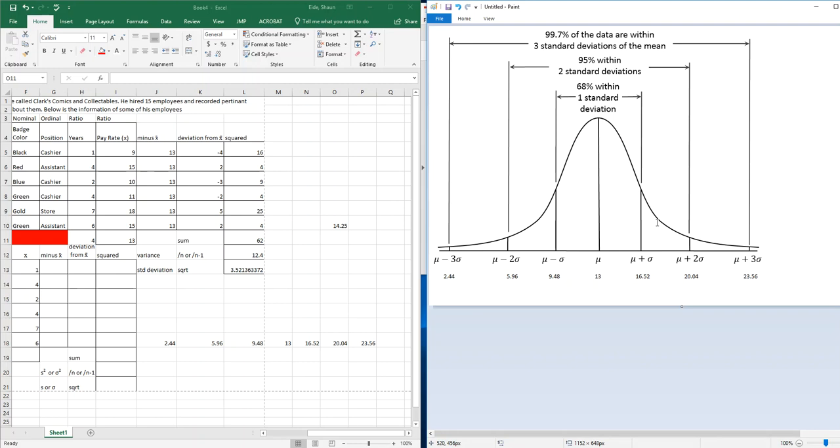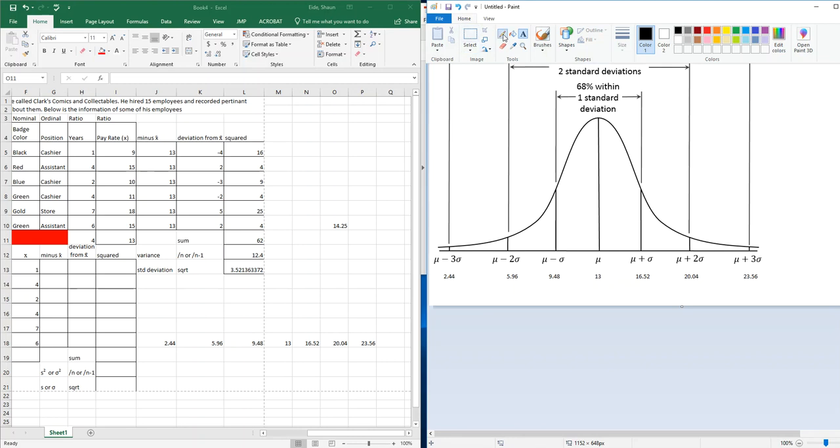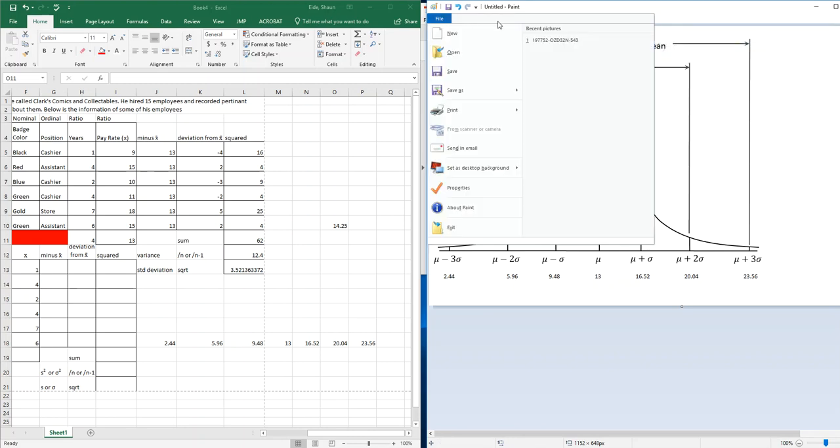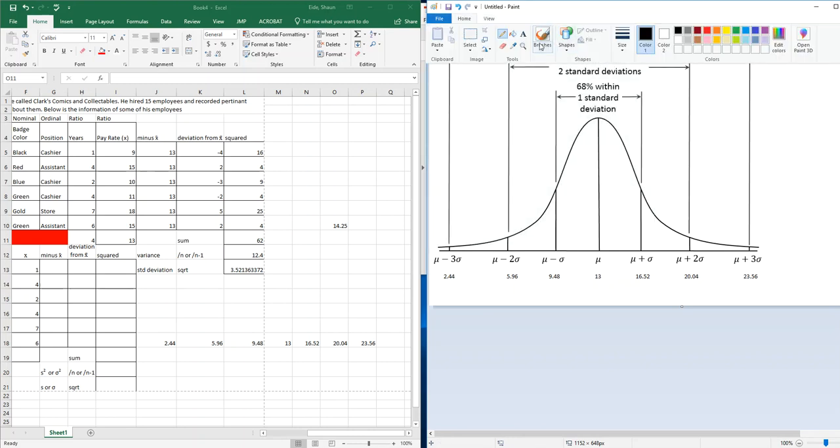Now, if I were to ask you how many people get paid less than $20.04, then what we'd need to do is look at, okay, so 95% get paid less than $20.04. But what about, let's do this.